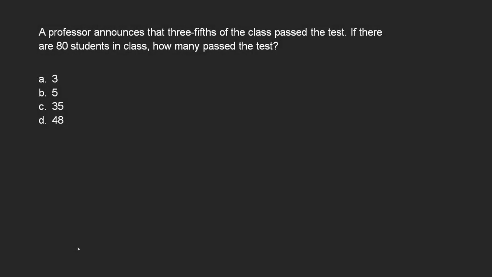The professor announces that 3/5 of the class passed the test. If there are 80 students in the class, how many passed the test? So the idea here is that I'm doing 3/5 of, which is also the same as multiplication, 3/5 of 80 equals how much? So let's write this out again. It's just 3/5 times 80.